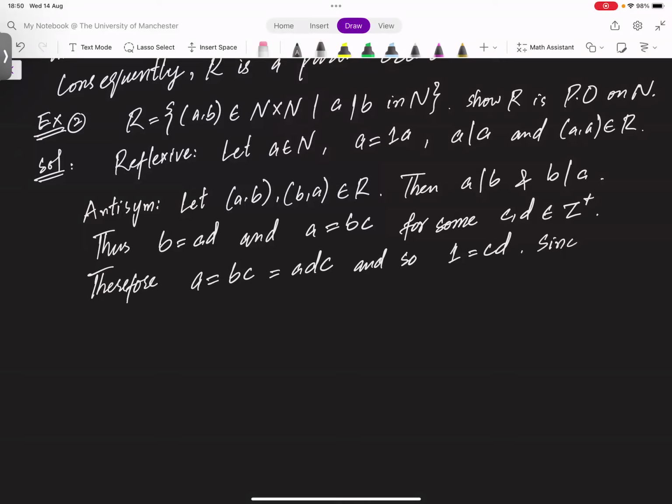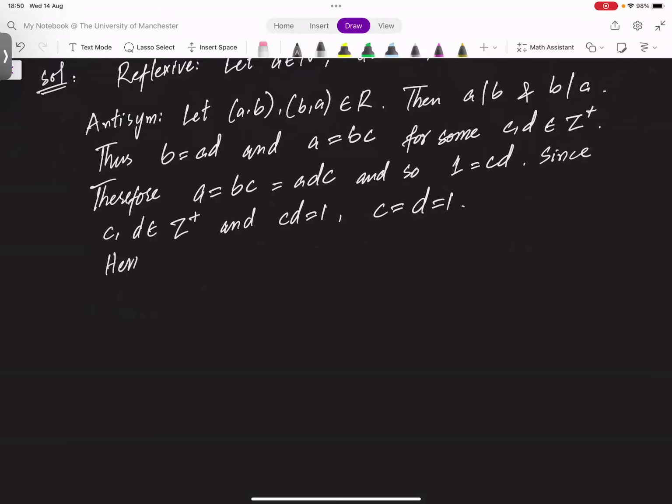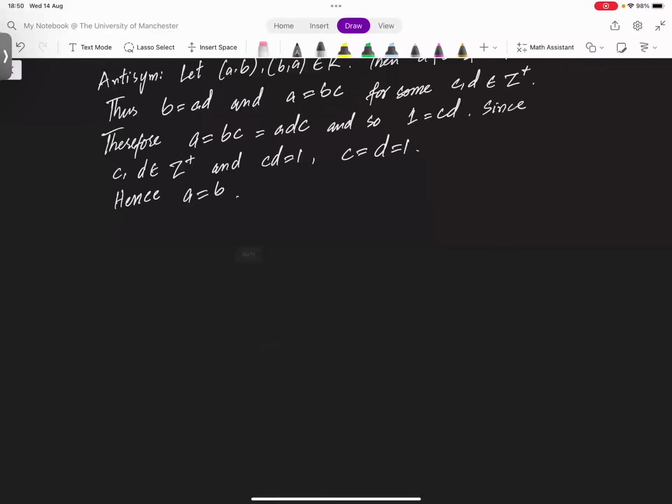Since c, d are in the positive integer set and their product is 1, it follows that they both are equal to 1. If they both are equal to 1, hence a is b, and R is antisymmetric. We have transitivity.